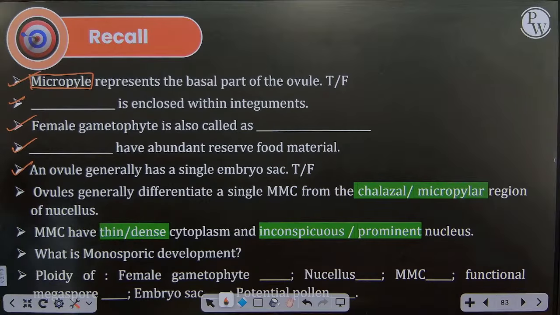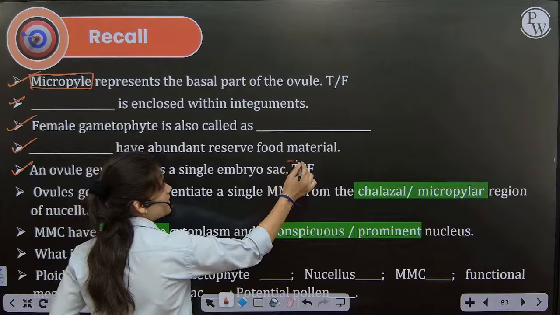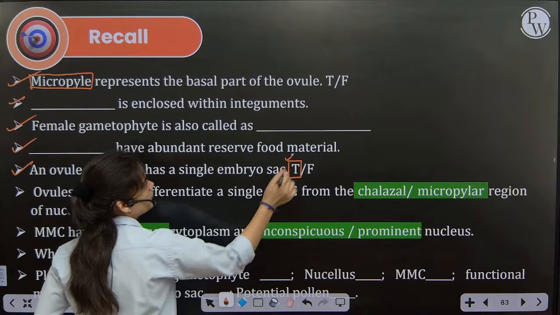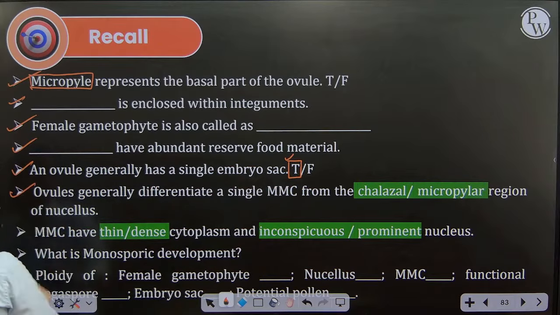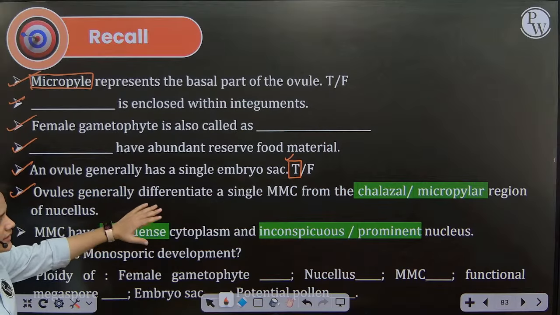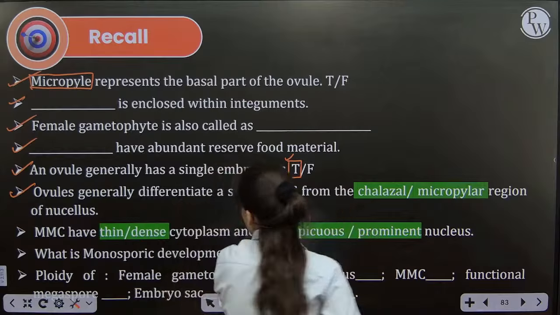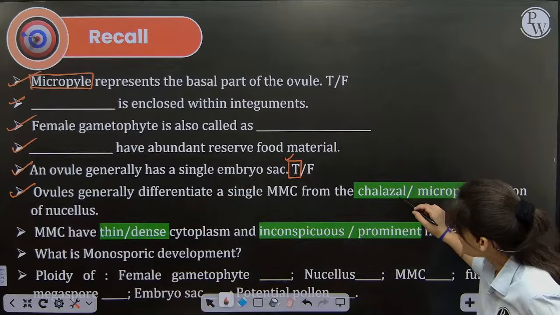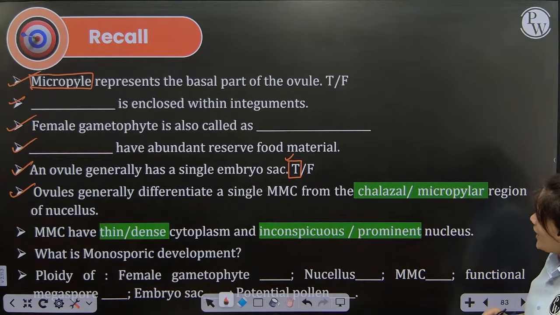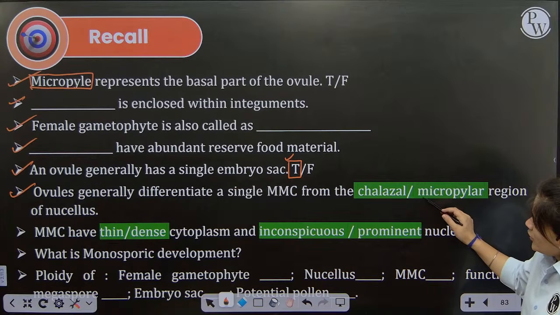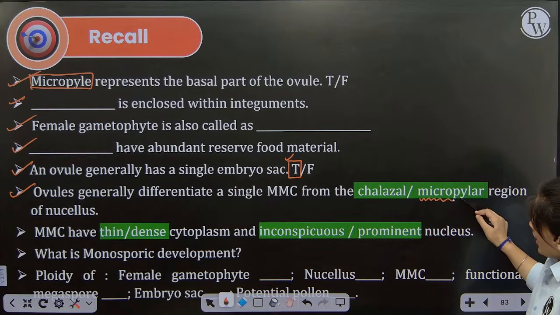And ovule generally has a single embryo sac. Yes, an ovule generally has a single embryo sac. This statement is true. Ovules generally differentiate a single megaspore mother cell from which region of the nucellus? Is it present towards chalaza or micropyle? That is present towards the micropyle.